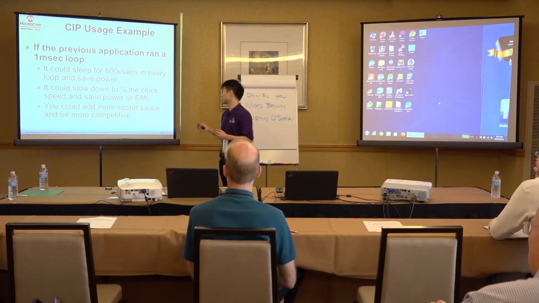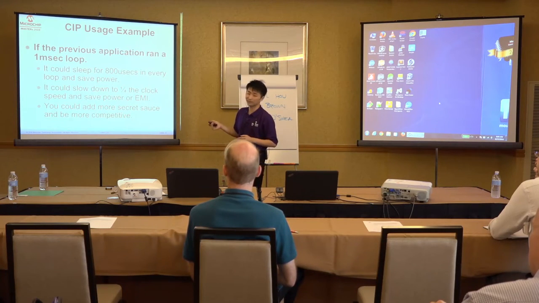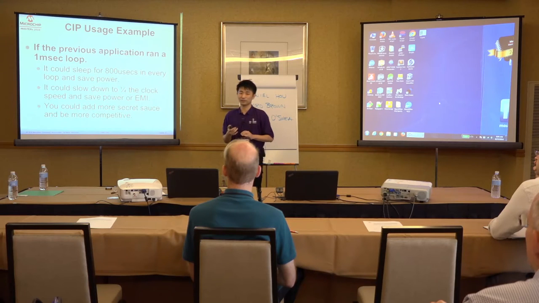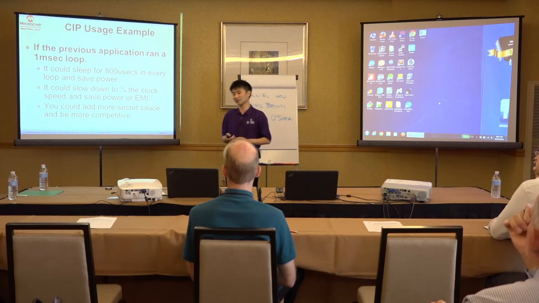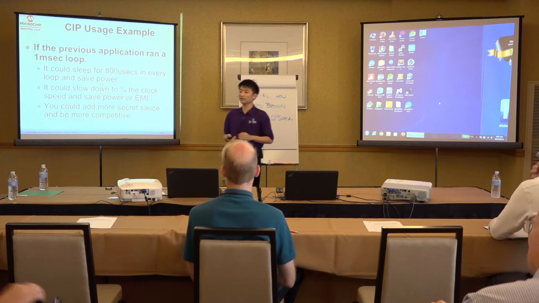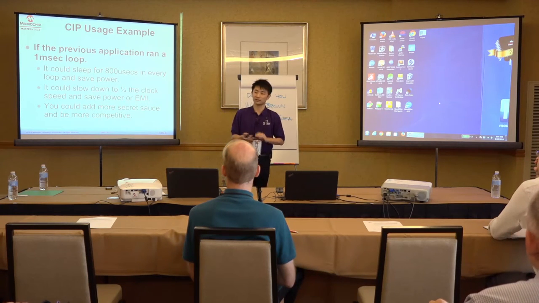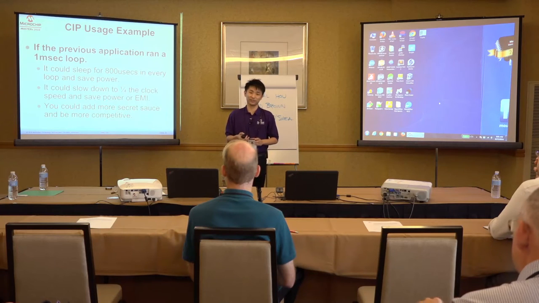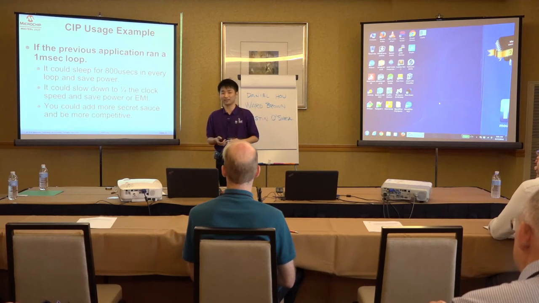Another thing you can do is slow down the clock so that it also saves power and EMI. And moreover, you can add some more secret sauce. By secret sauce, we mean adding new extra features to your application so it could be more competitive. An example I can think of is an application we did for our customer, for an induction cooktop. Before, they were using a pure software solution where the CPU ran full time and only dealt with controlling the inductor. Now with the CIP, the CLC and the hardware limit timer, the induction cooktop control is dealt with by the peripherals themselves. Since the CPU is freed, they use it to do touchpad control. So they added a really cool new feature to their application to be more competitive.